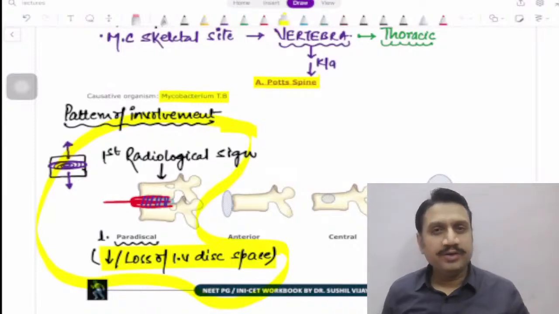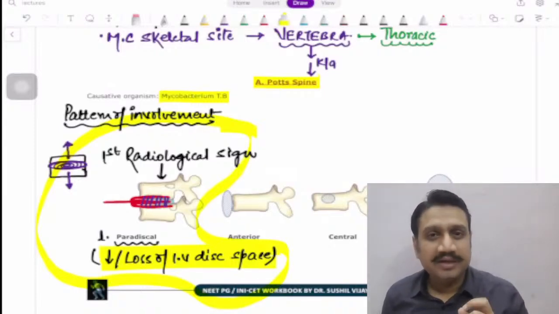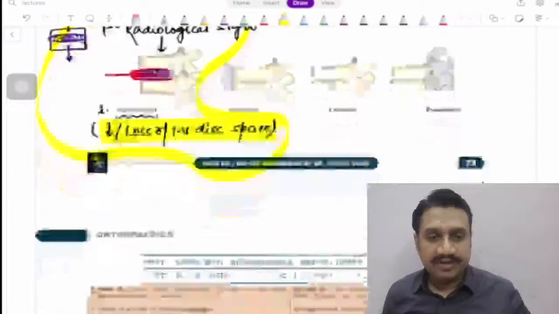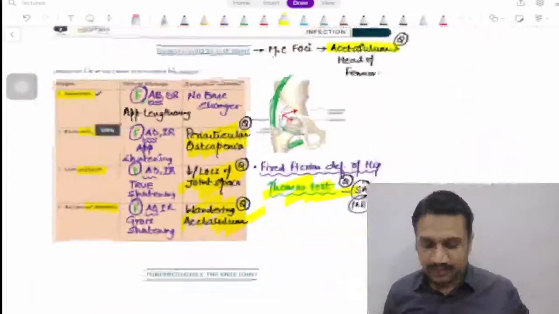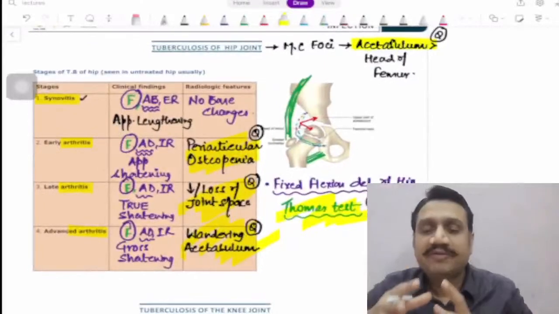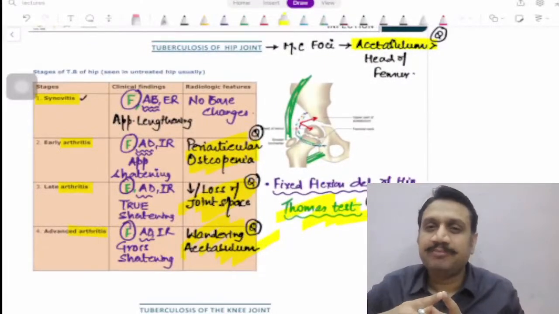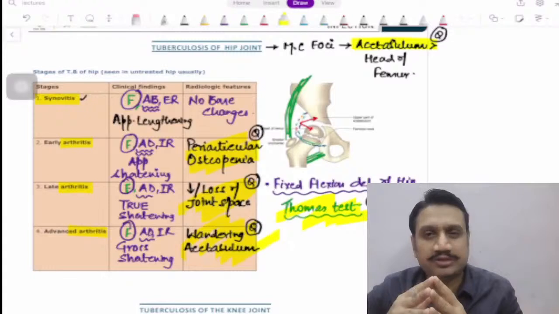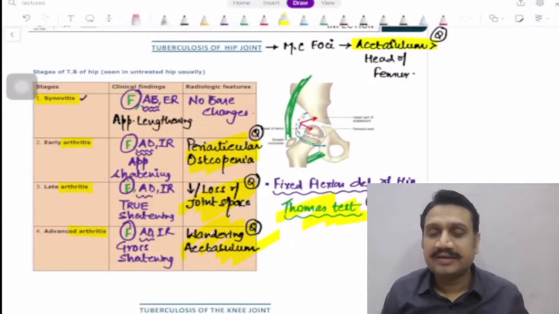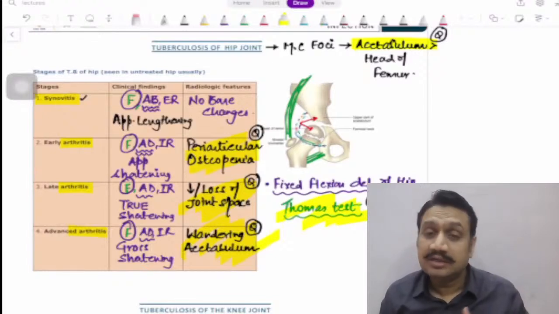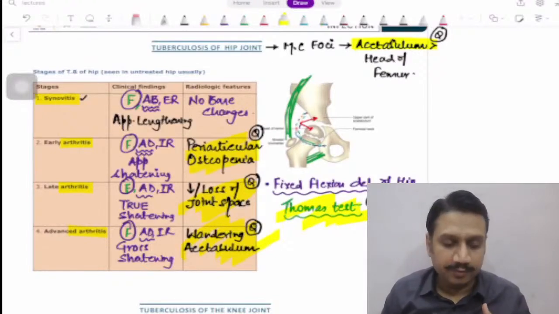Right? And when you talk about the TB hip, the commonest one, please don't forget this table. How are the different stages of TB here? TB passes through 4 stages. The first one being synovitis. In synovitis, it has to be abduction, external rotation, apparent lengthening, no specific bony change.